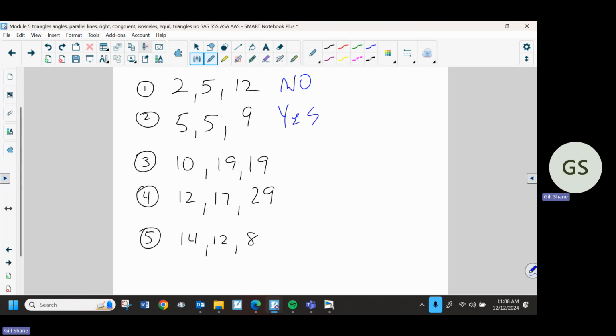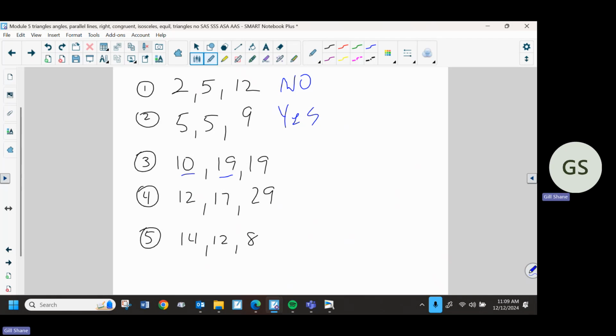Next one, 19 is duplicated. So one of those is going to be what? 10 is definitely a shortest. So one of the 19s is going to be a short, one is going to be the long. So again, short plus short, 29, is that greater than 19? Yep. Yeah, absolutely.